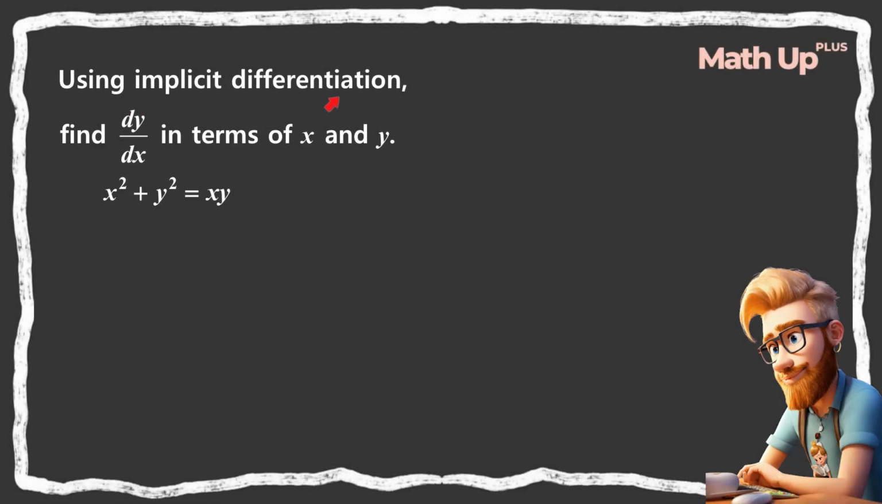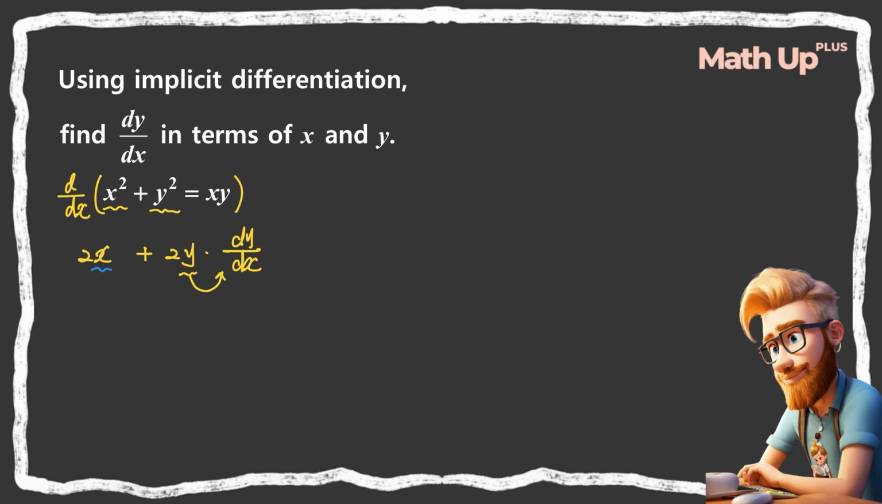Using implicit differentiation, find dy over dx in terms of x and y. So we're going to differentiate all of this equation in terms of x. So the derivative of x squared is 2x, plus the derivative of y squared: power rule first, times the chain rule. We have to multiply by the derivative of y itself. That's dy over dx.